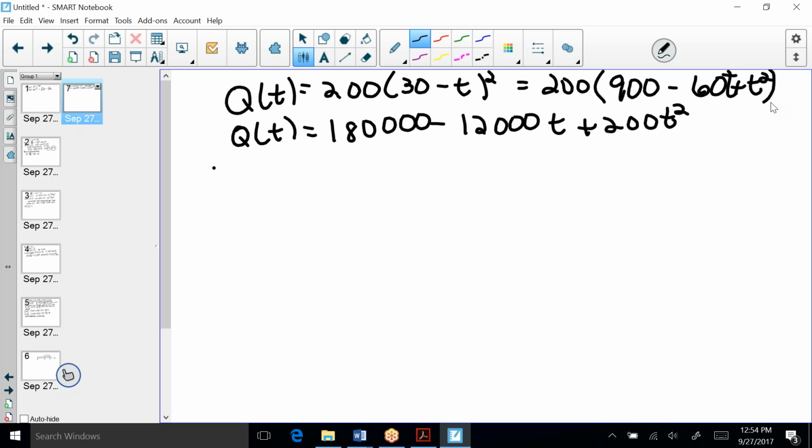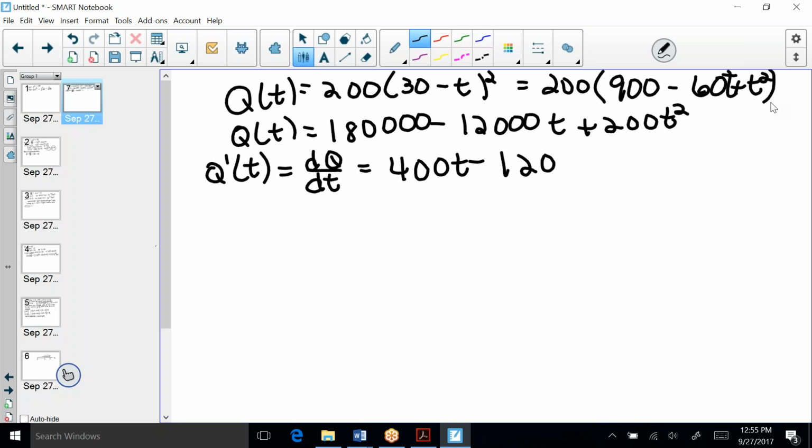All right, then let's take the derivative of that. So q prime of t, that's the same thing as dq dt. You don't have to write both of those things, just want to show you two different notations. So what is the derivative of that function with respect to t? So 400t minus 12,000. Or you could put negative 12,000 plus 400t. All right, so that's our derivative. That's going to give us a rate of change of that function.